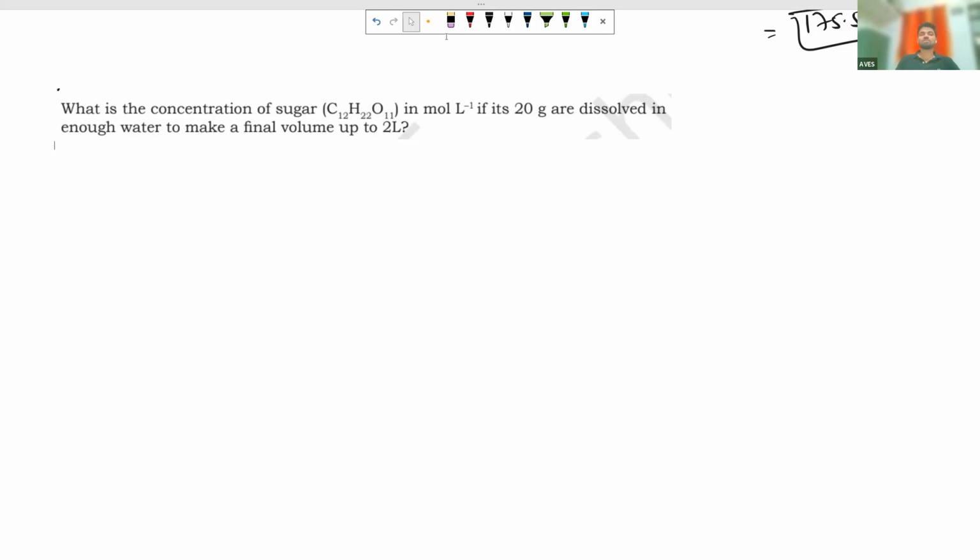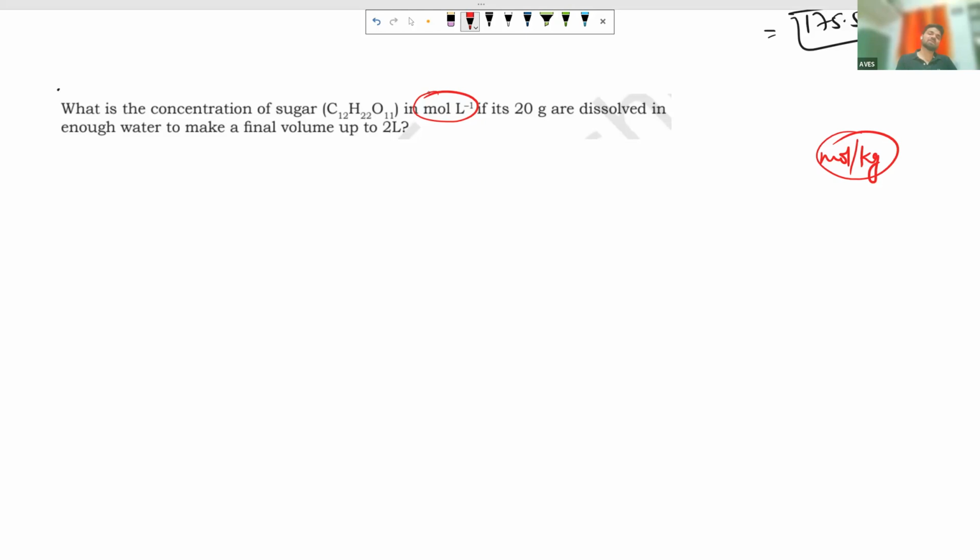What is the concentration of glucose in mole per liter if 20 grams of... Concentration in mole per liter means which concentration it is asking, tell me. Molarity or molality or mole fraction or what? There are so many concentration terms. It is molarity, because it is mole per liter. If it is mole per kg, then it is molality. Very good.